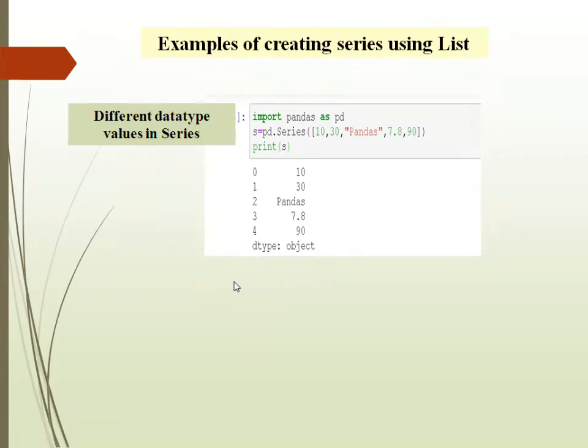Next is creating a list with different values. I told you list is homogeneous, series are homogeneous. So I entered different types of values. See, I have taken an integer, a string, and a float value. I inserted all the values in the list brackets and passed them into the series. So my statement is pd.Series of 10, 30, pandas, 7.8, 90. Now I put all the values and executed in S. Then print S will show all the values on the screen.